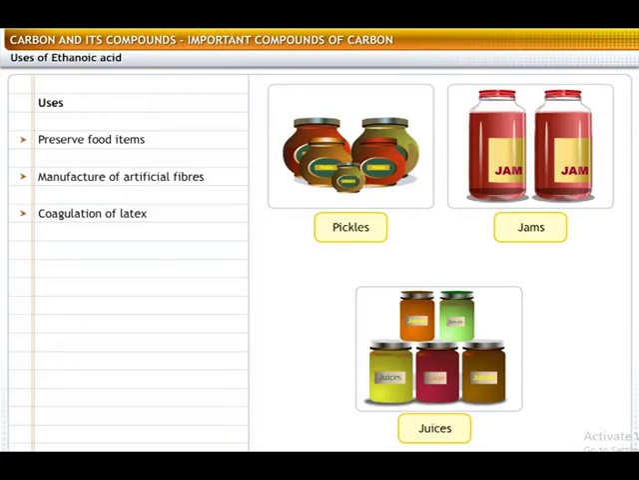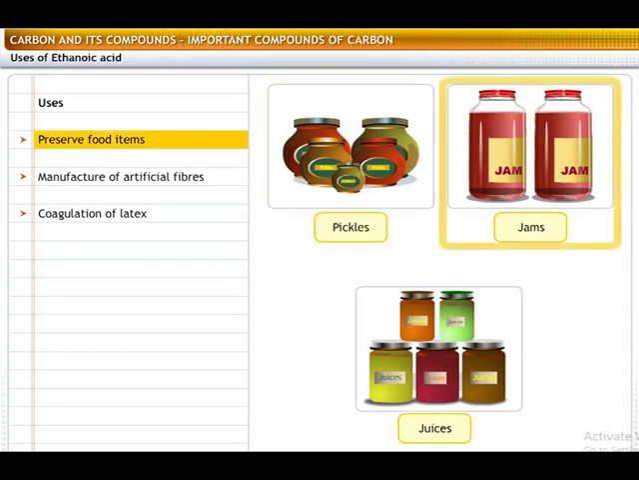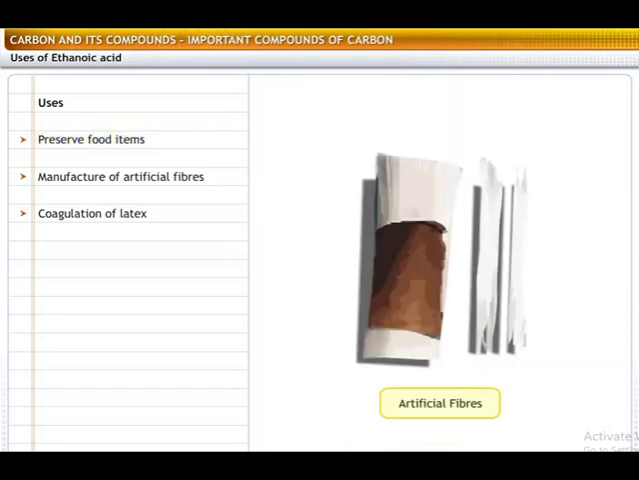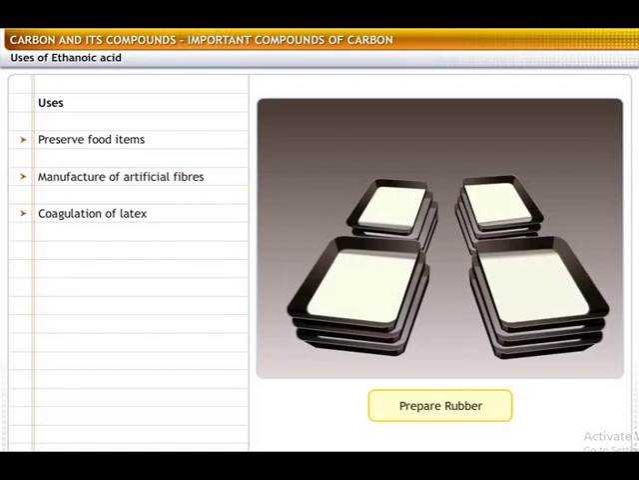As mentioned earlier, a 5 to 8% solution of acetic acid in water called vinegar is widely used to preserve food items like pickles, jams, and juices. Ethanoic acid is used for making cellulose acetate, an important ingredient in the process of making artificial fibers. Artificial fibers are used in the textile industry. Further, ethanoic acid is used for coagulating latex to prepare rubber from it.